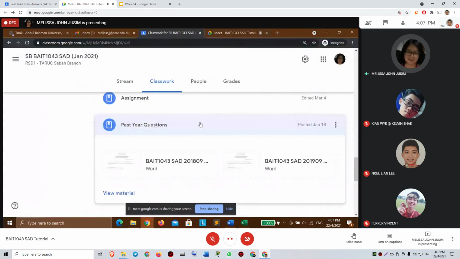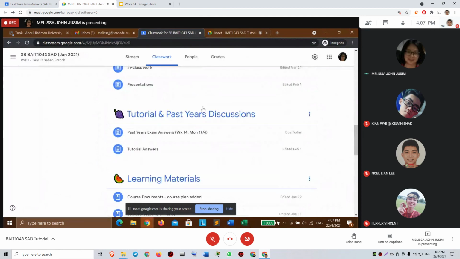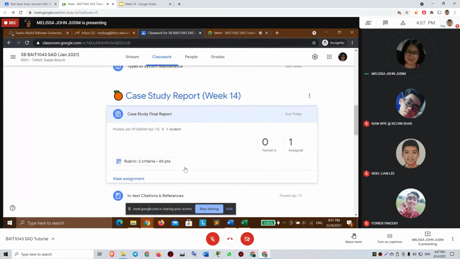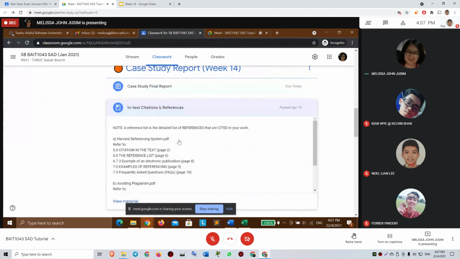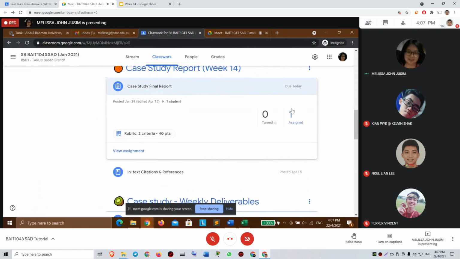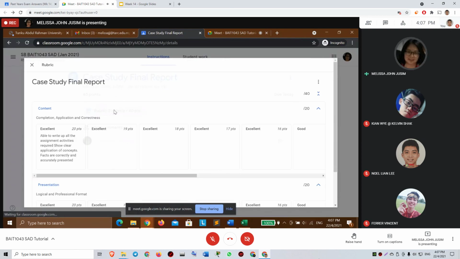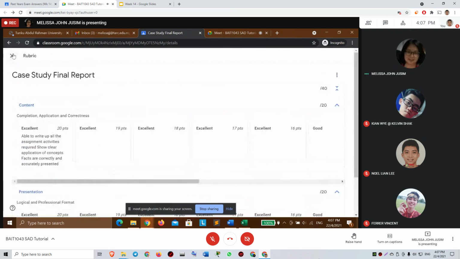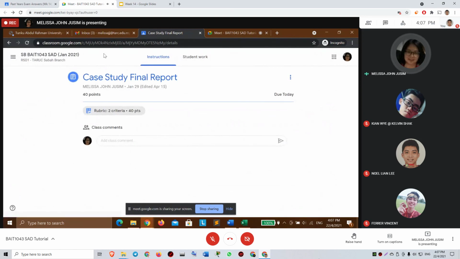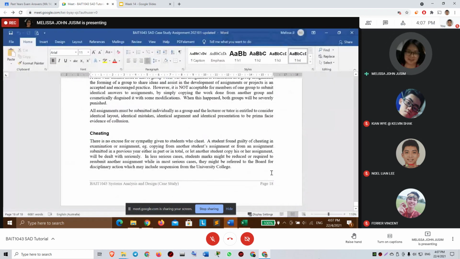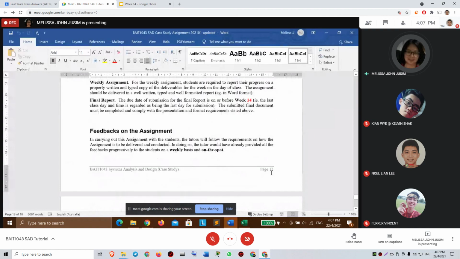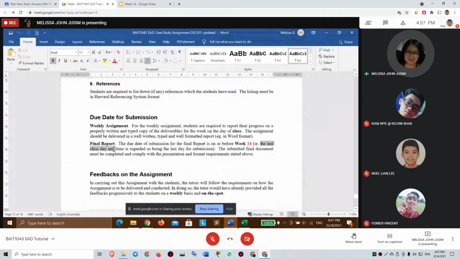Where is it already? Here. Must have all this. Okay, and then here I assign to Noel only lah. So this is rubrics, same thing. As mentioned in the case study, it should be at the same day of the last day of the class as the last day of the submission of the report, final report. So means today.